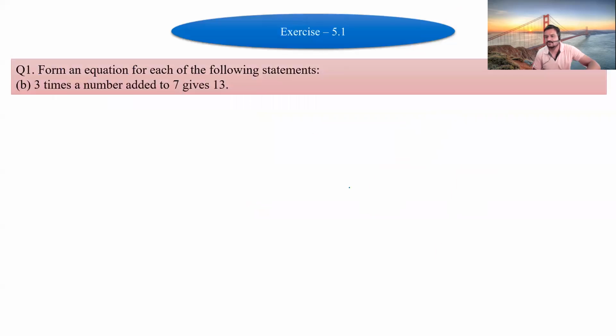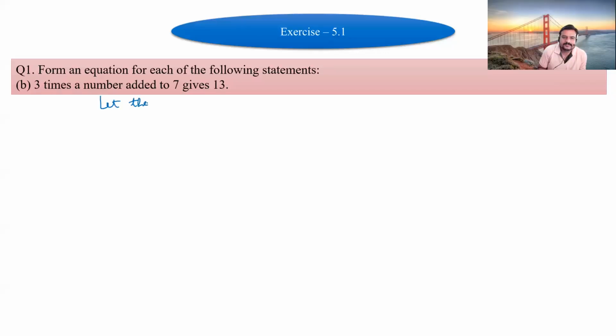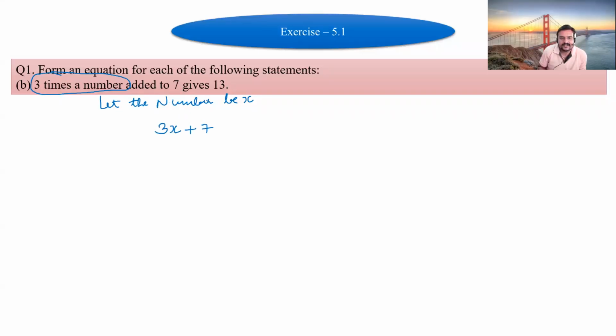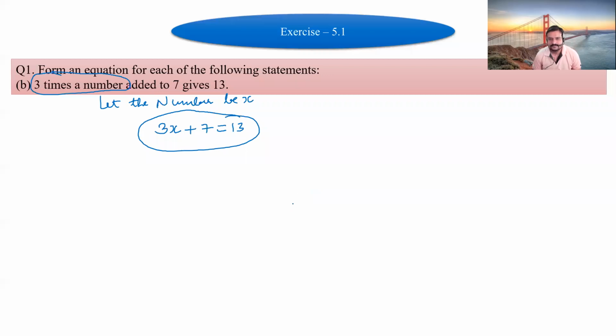हाँ बोलो next one. Who will try the next one? यथार्थ बोलो. Sir, we have to write let the number be x. हाँ. So 3 times a number यानी 3x added to 7 यानी plus 7 gives equal to 13. So this is the equation. Okay, sir.